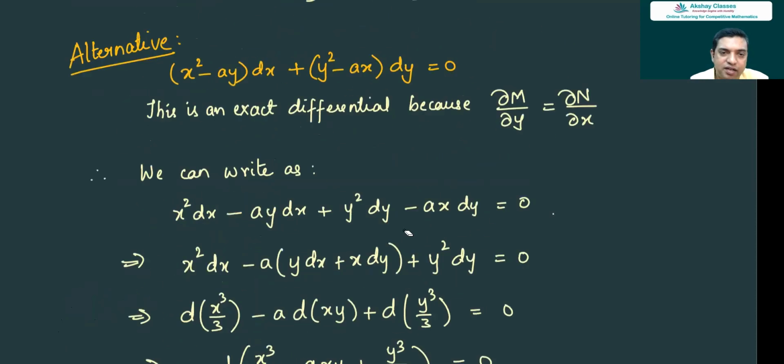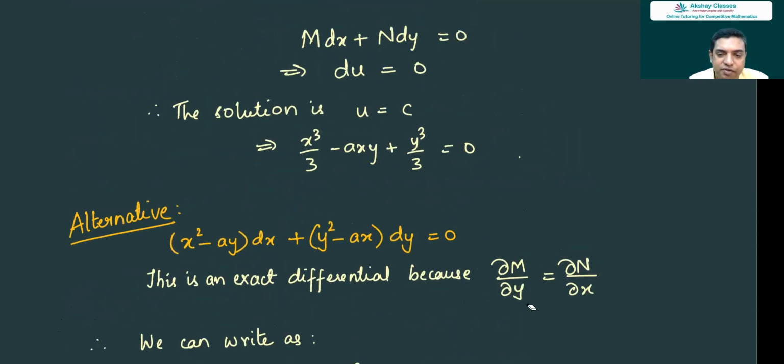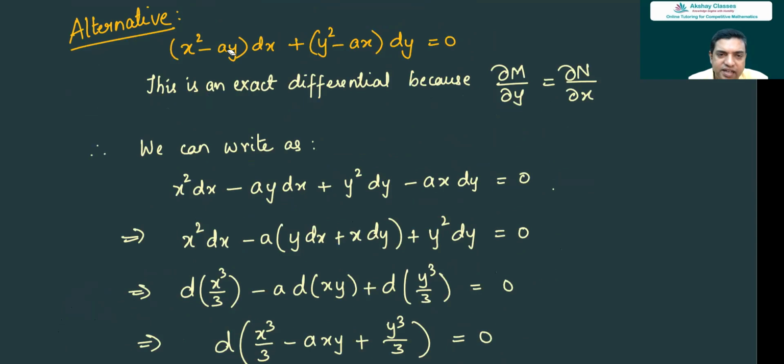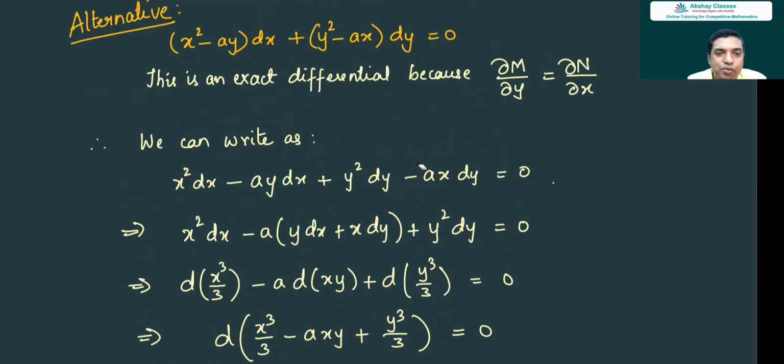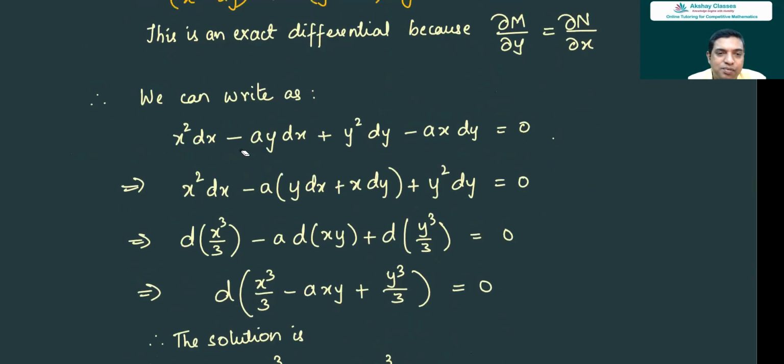Where did you not understand? See, this is an exact differential. It means I can convert it into a total derivative of a single function. So I have to arrive at that single function, this single expression. How to do it? I went step by step.